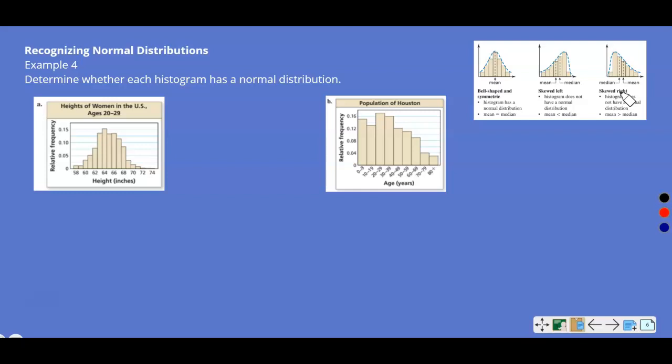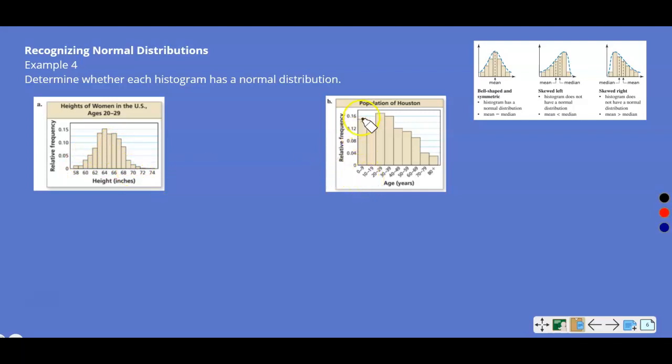So A part here, heights of women in the U.S. ages 20 to 29. And here is the relative frequency. All right, so this is heights in inches, and you can see it goes up and it comes back down. Most of the data here is in the middle. It's not perfect, but this one is kind of symmetric about the mean, which would be the middle of the data. So in my mind, A part is bell-shaped and it's fairly symmetric. So the histogram is approximately normal. So you would be able to use a normal distribution curve to get estimates about percentages or numbers that you may be looking for.